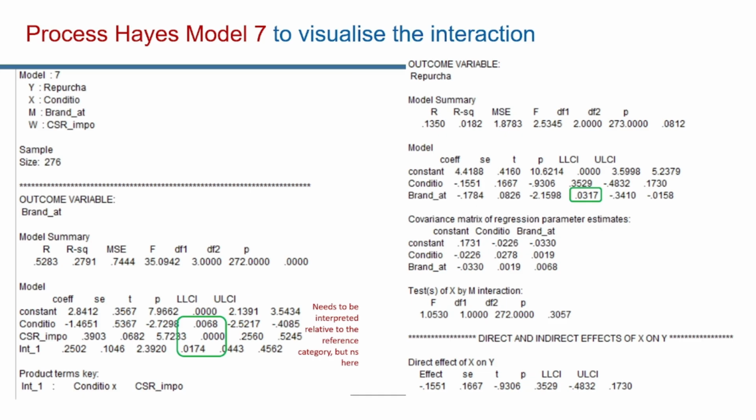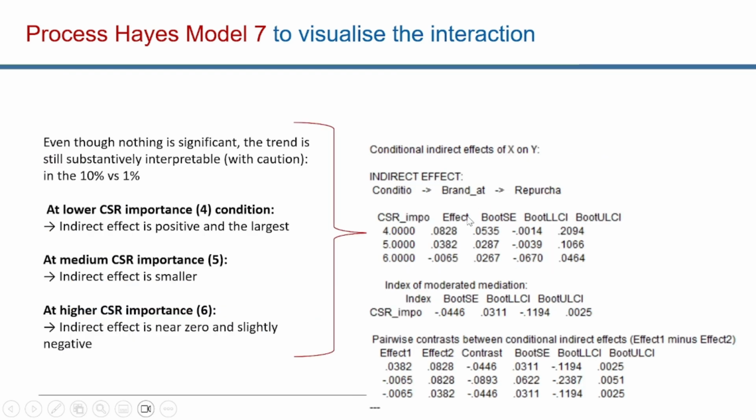And what we are looking at, if results actually made sense, we would look at the indirect effects, which is right here. Condition influencing brand attachment, influencing repurchase. And here we have again our CSR importance scores, and there are 3 of them, 4, 5, and 6. And you can see the effect on the repurchase intentions via brand attachment through the condition at these different levels of CSR importance. This one is slightly harder to interpret because there is no visualization.